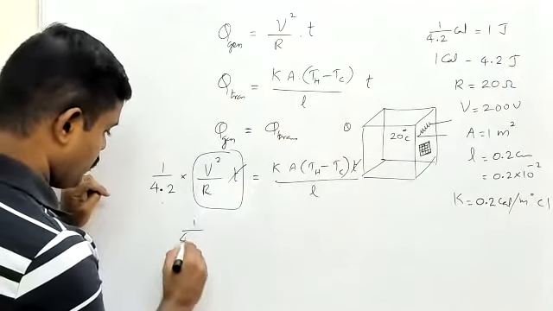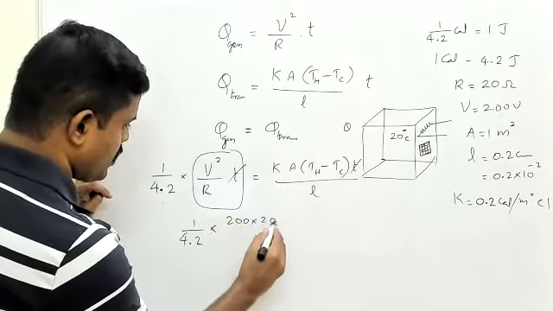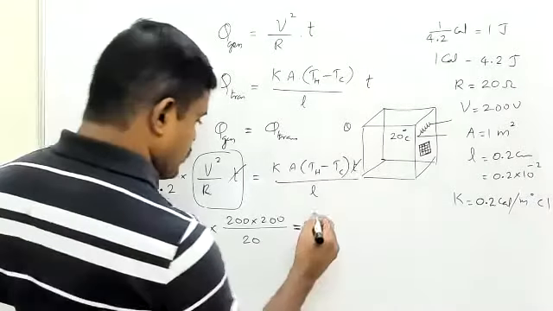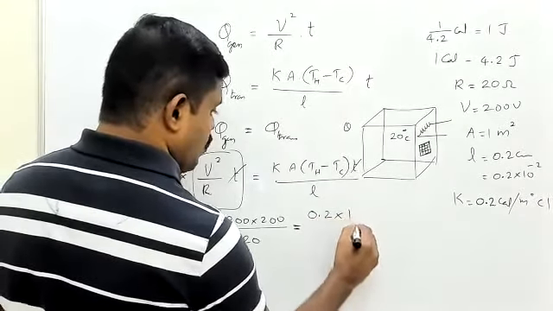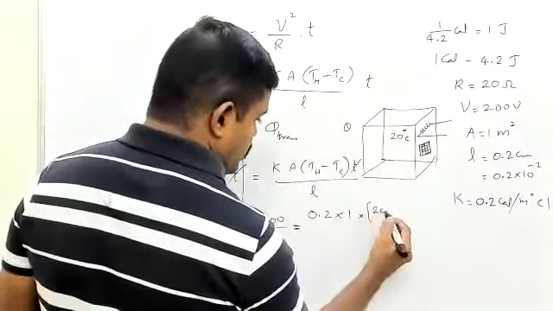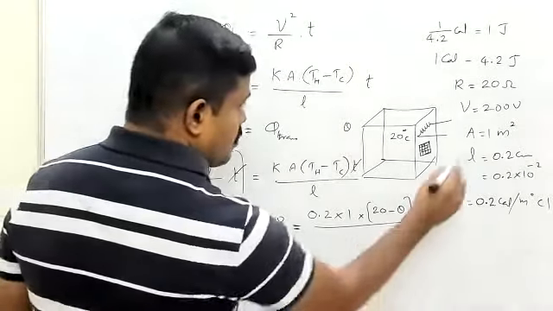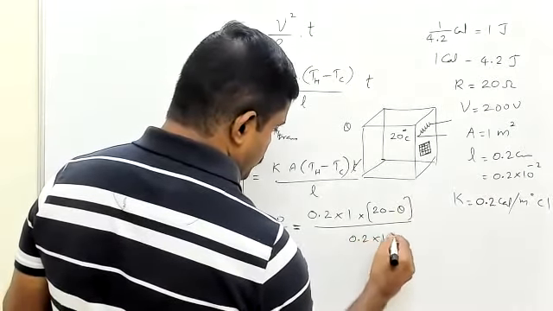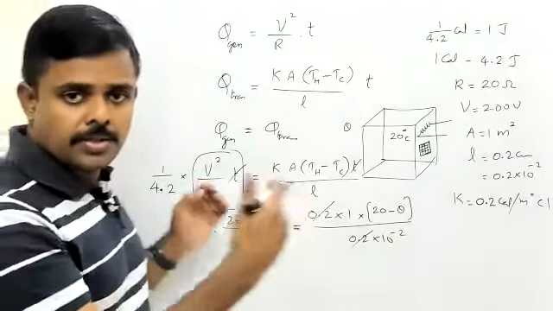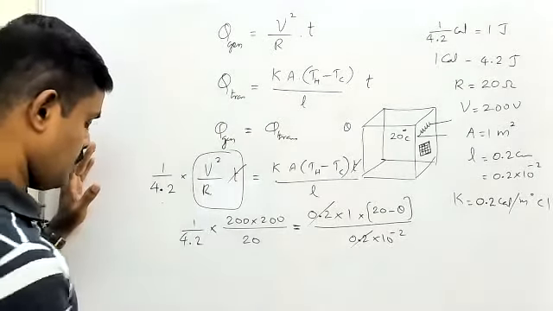So I'm putting the value 1 by 4.2 into V square, that is 200 into 200, divided by resistance, that is 20, equal to thermal conductivity 0.2 into area 1 meter square into (TH minus TC). The hot temperature is 20, the outside temperature is theta, so the difference is 20 minus theta, divided by length, 0.2 into 10 power minus 2. Length means the thickness of the window, since the heat is transported through the window. So 0.2 and 0.2 are cut. 20 and 200 are cut.